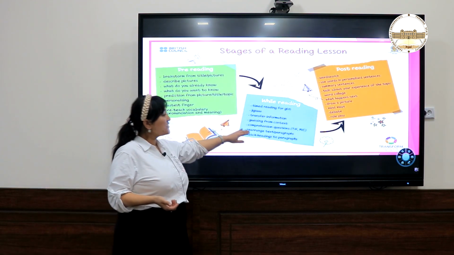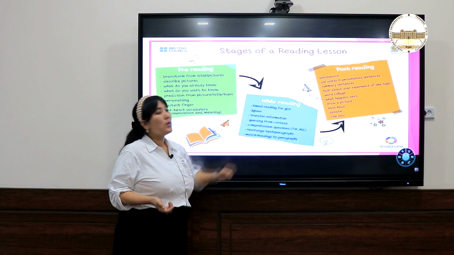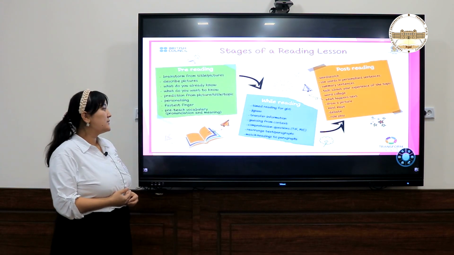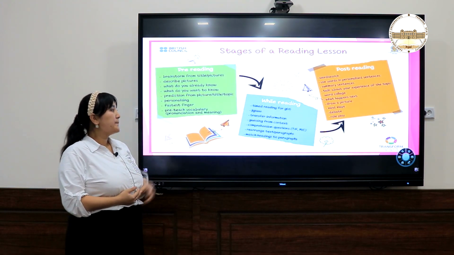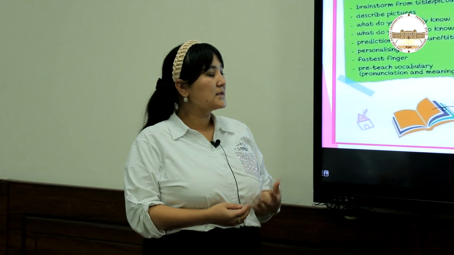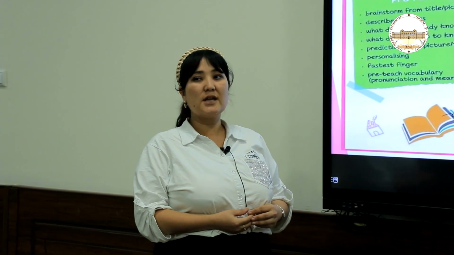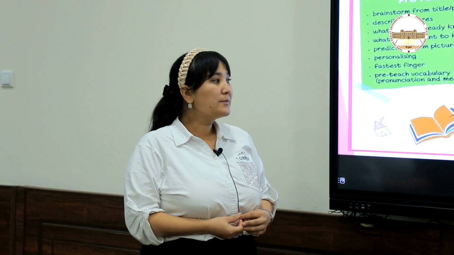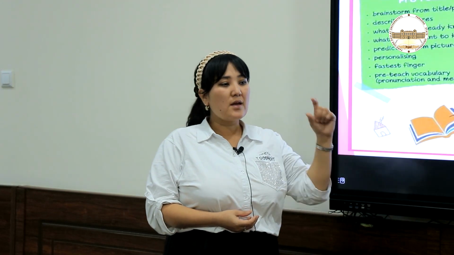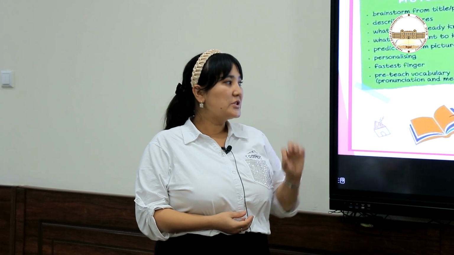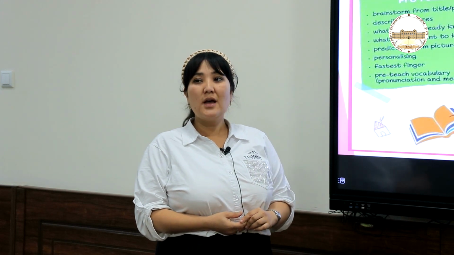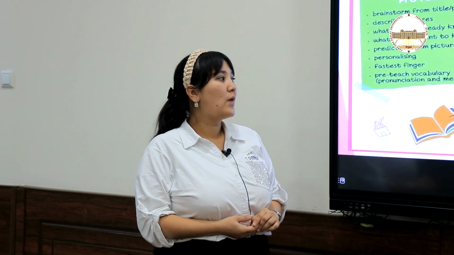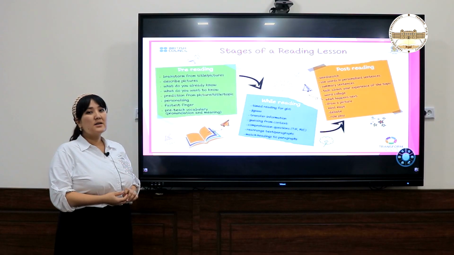Next one is comprehension questions like true, false or multiple choice. As we know, true, false can be a very famous strategy in reading stage, and we use this strategy in while reading stage. But multiple choice, here A, B or C options we will have, and students should choose one of them in order to check their knowledge.